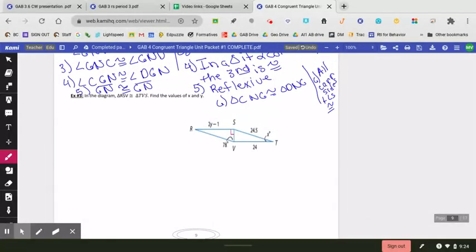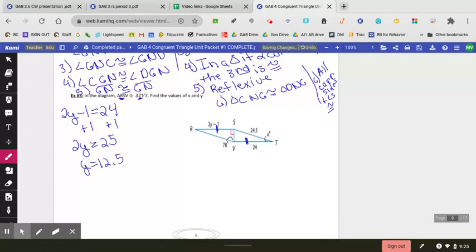So our third example here, they told me that RSV is congruent to TVS. So I'm going to label my congruent parts. I know that RS is congruent to TV, and I know that based on how the labels are. RS and TV go together. So that means 2y minus 1 is equal to 24. So I can easily solve for y. 2y equals 25, y equals 12.5. Done. That's why it's important to realize how they name them.